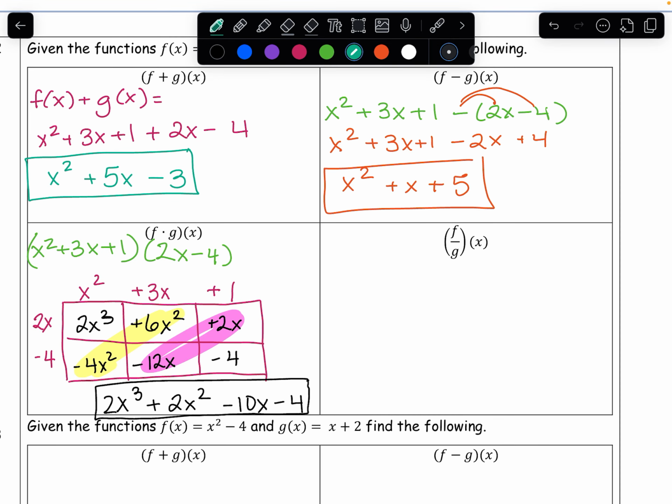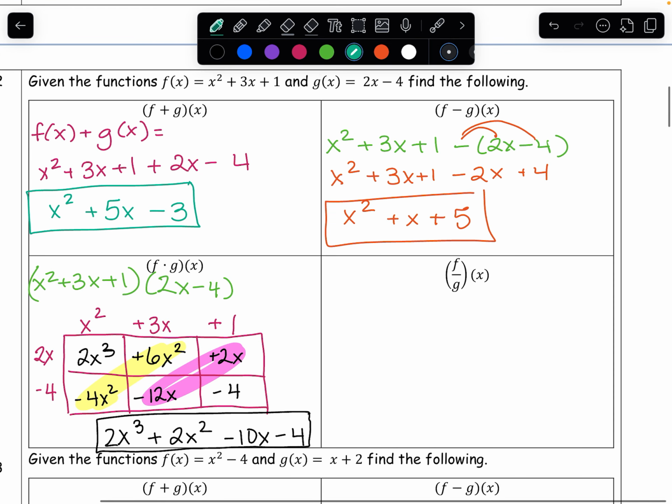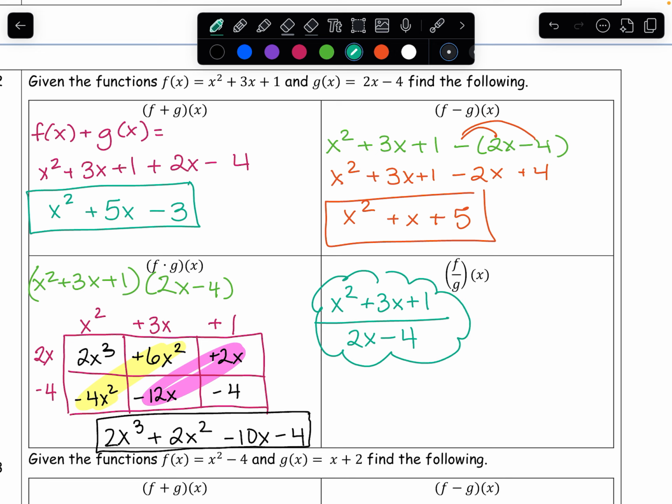And then our last one we're going to do is we're going to take our f of x term, so x squared plus 3x plus 1, and divide it by our g of x term, so 2x minus 4, which there's nothing more we could do. And so x cannot equal 4 divided by 2, which is 2.